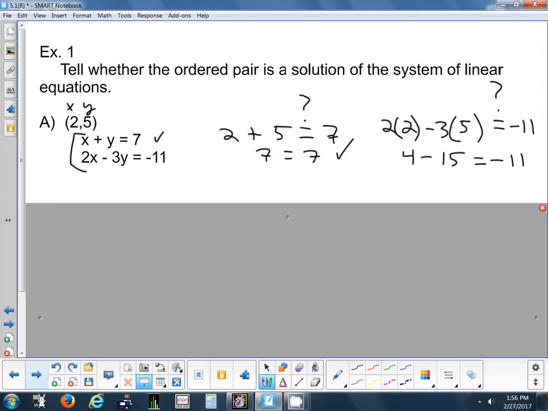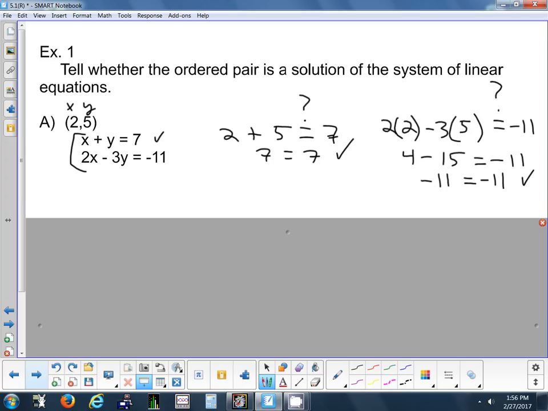Well, think of it as 15 minus 4, and then switch the sign. So 4 minus 15 is negative 11. I got negative 11 on the left. I got negative 11 on the right. So did this point work in the bottom equation? Yeah. Did it work in the top equation? Yeah. So tell whether the ordered pair is a solution. Yes. It is a solution.